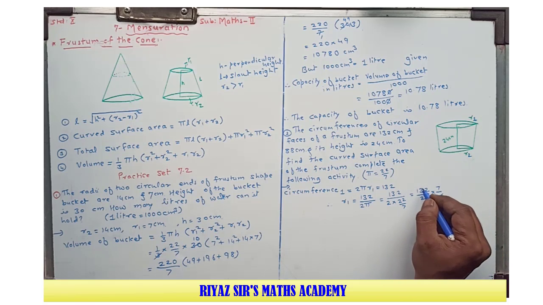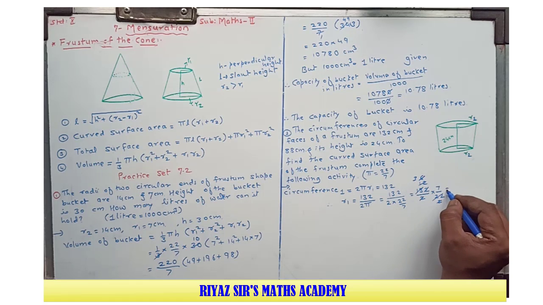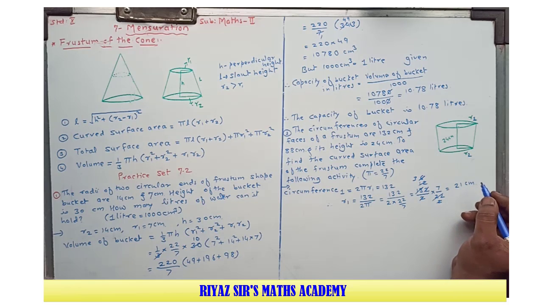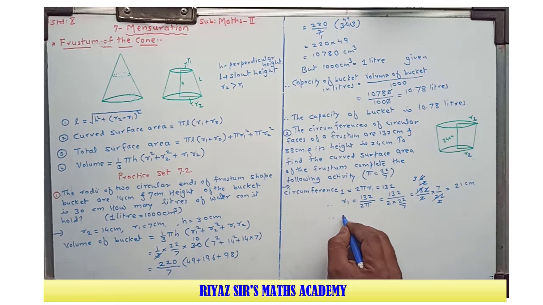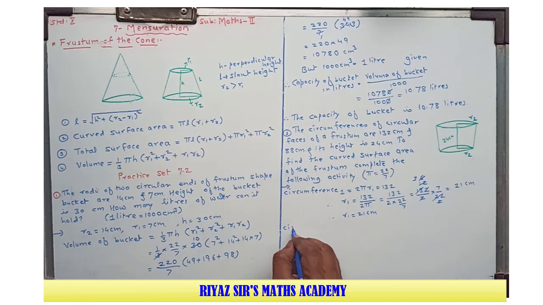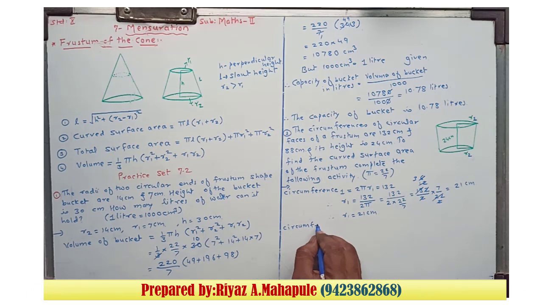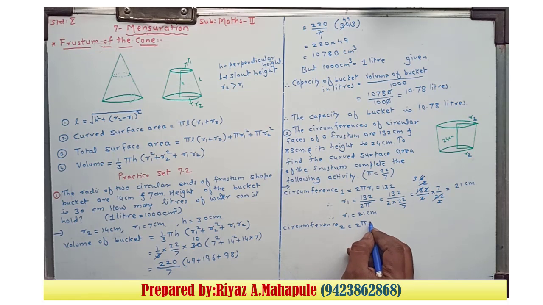Now simplify this. 11 2s are 22, 11 1s are 11, 11 2s are 22, then 2 1s are 2, 6 are 12, 2 1s are 2, 3s are 6, that is equal to 7 3s are 21 centimeter. Okay, this is the first radius, r1, and therefore r1 is equal to 21 centimeter. Now find circumference 2.